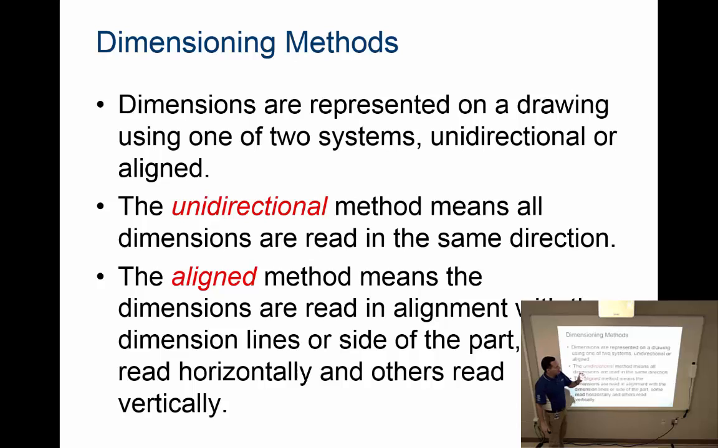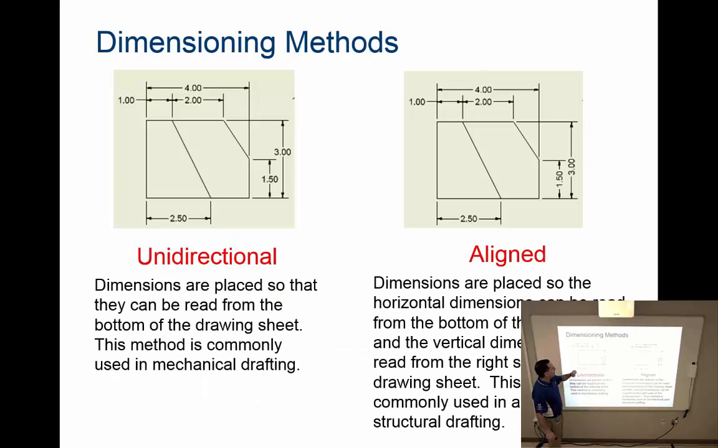So there are two methods for placing dimensions on the drawing as far as the alignment goes. The first one would be a unidirectional method, meaning that all dimensions are read in the same direction. The other way would be an aligned method, which means the dimensions are read in alignment with the dimension lines or the side of the part. Some are horizontal, some are vertical. So let's look at examples of that.